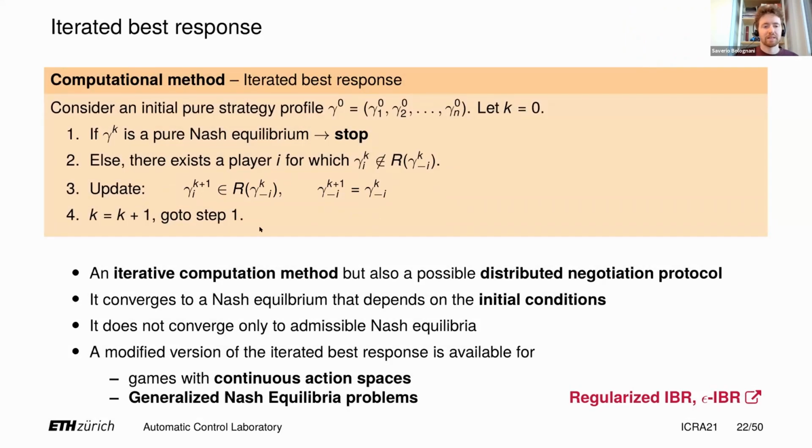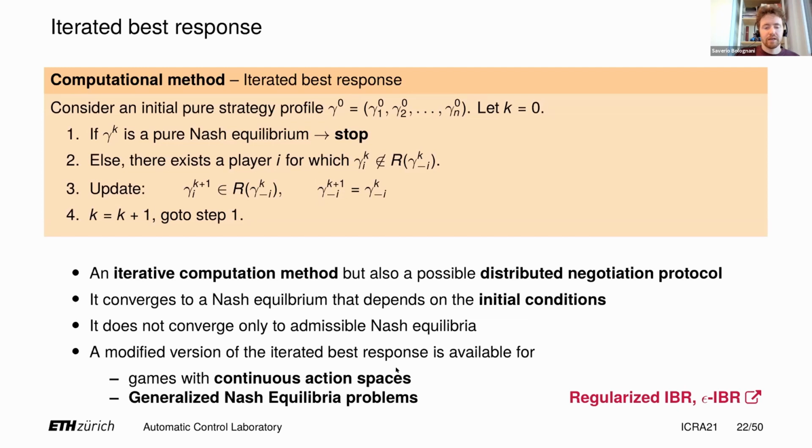The main complexity of this method to solve this game is that it converges to a Nash equilibrium that depends on the initial conditions. Depending on where you start, you converge to a different Nash equilibrium. And not only to an admissible Nash equilibrium, you could converge to any Nash equilibrium. This is the simplest version.